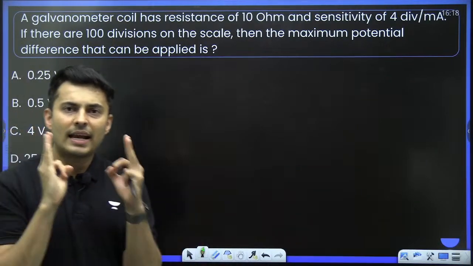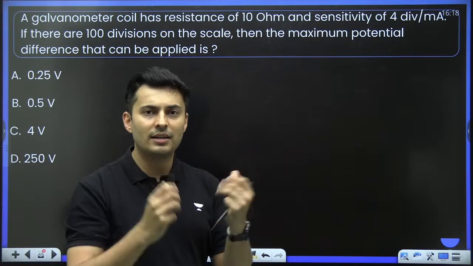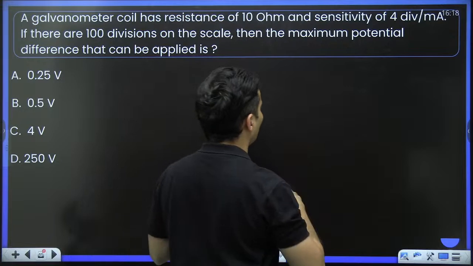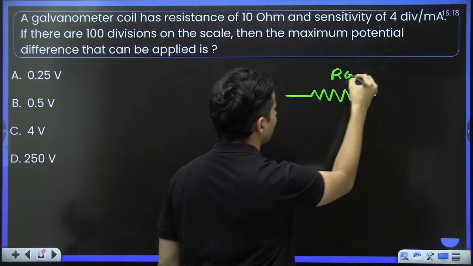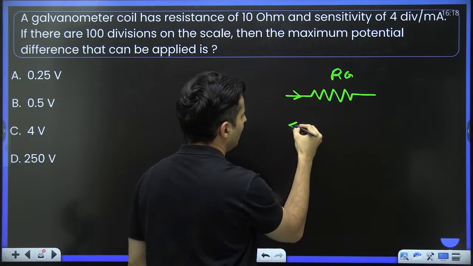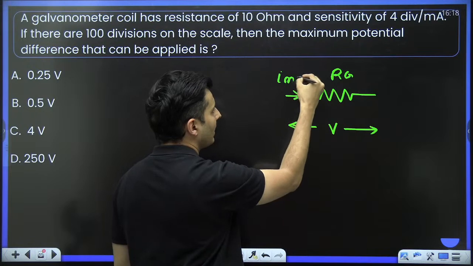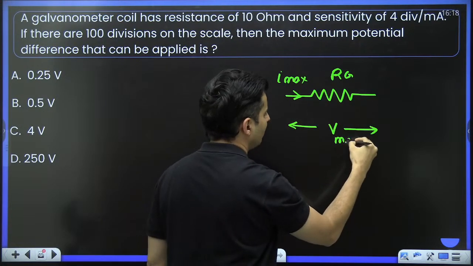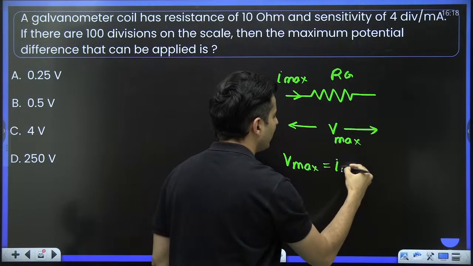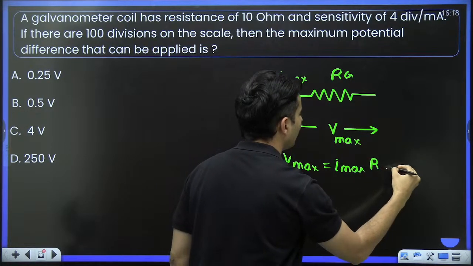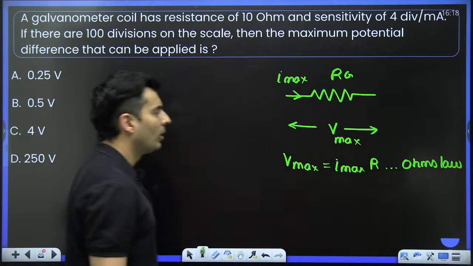At the end of the day, a galvanometer is a resistor. When there is current through the resistance, a voltage is created. So you can think as if the galvanometer has some resistance, there will be some current, and some voltage will be produced. If maximum current flows in it, there will be maximum voltage produced in it. That maximum voltage will be nothing but I max into R, in accordance with Ohm's law.